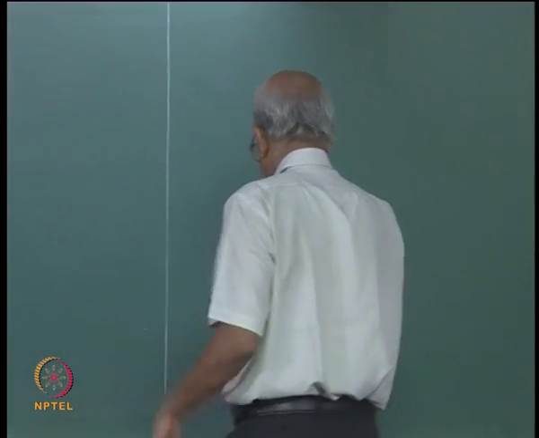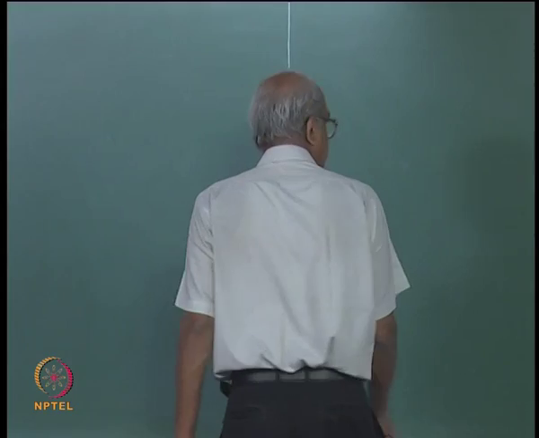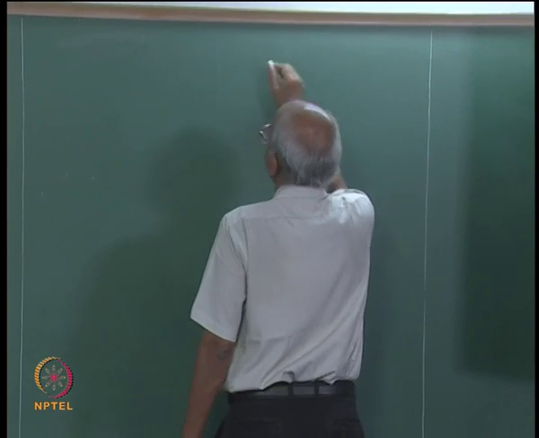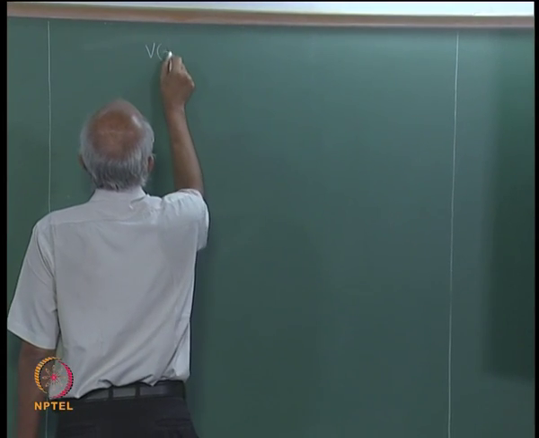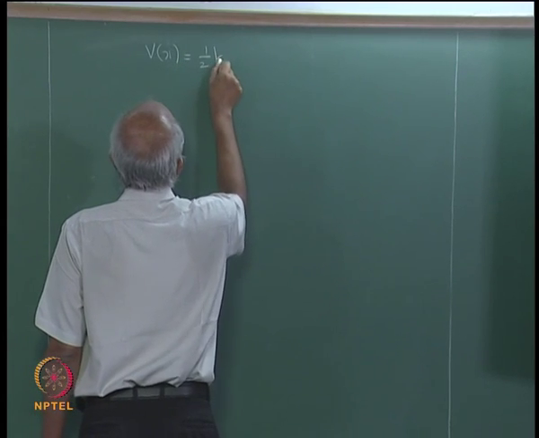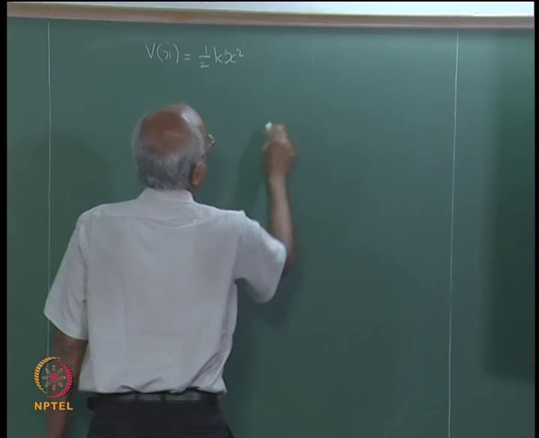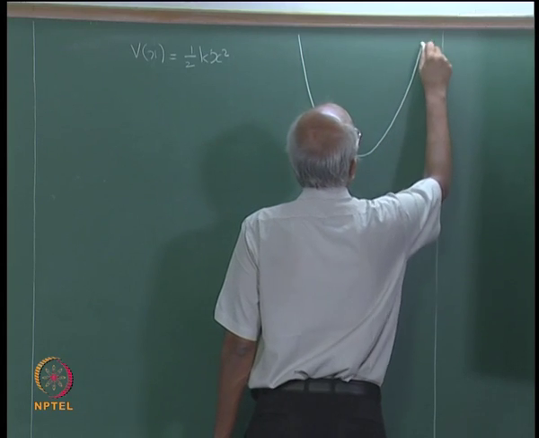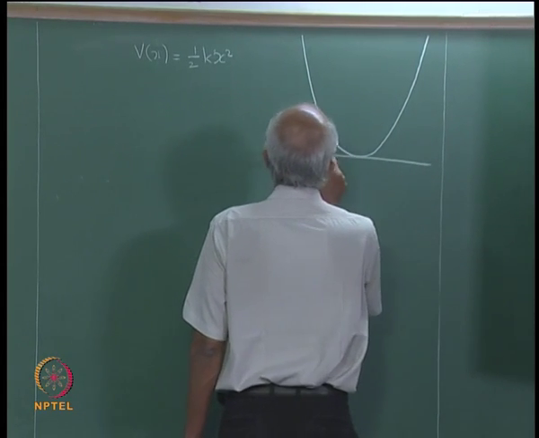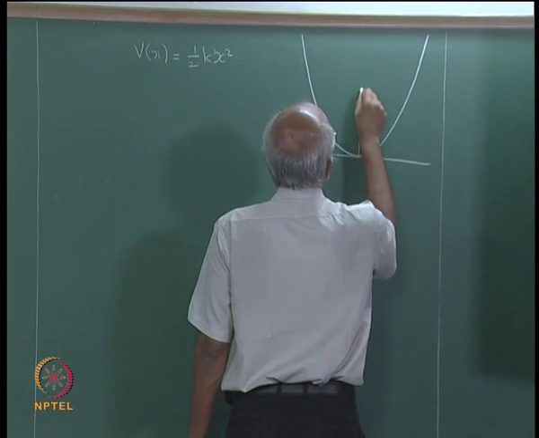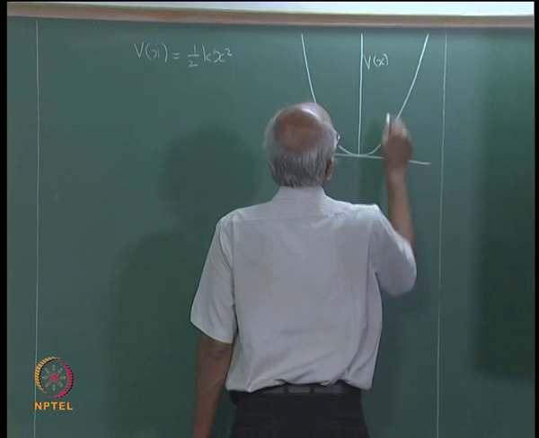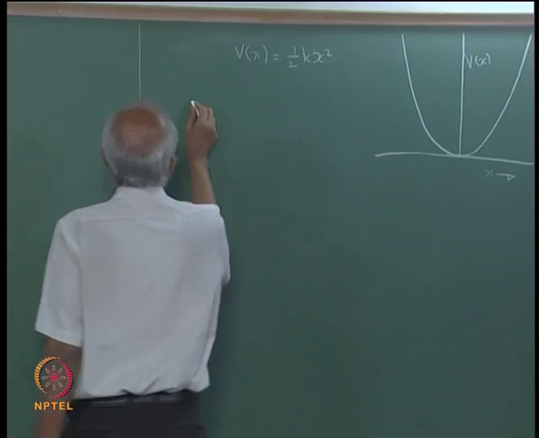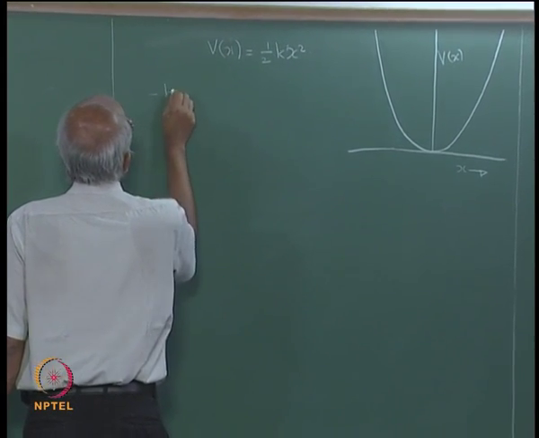So, we were talking about the harmonic oscillator. Let me just remind you of the things that we did. For the harmonic oscillator, potential energy is given by half k x square. The shape of the potential energy curve would be something like that. And the Schrodinger equation itself would be this.